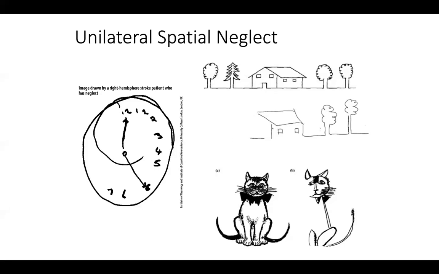What's interesting, though, is that people with left hemisphere damage usually don't show strong spatial neglect at all. So you get really strong spatial neglect with right hemisphere damage, and it causes your inability to pay attention to the contralateral visual field, that is the left visual field.